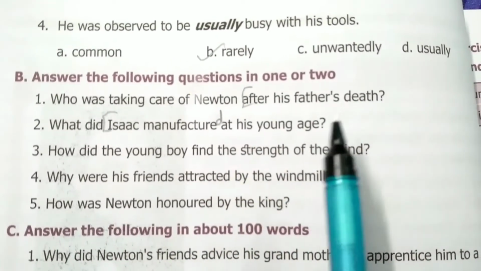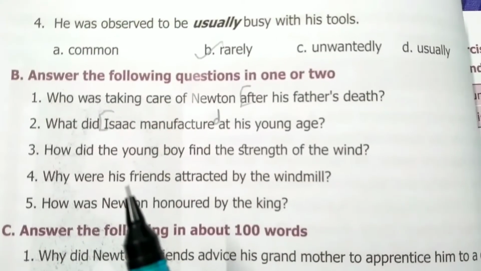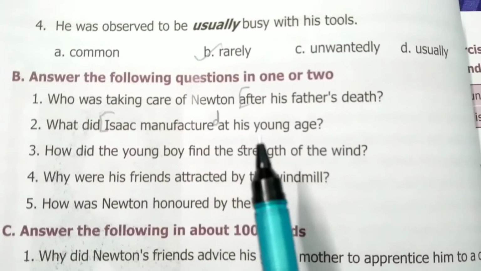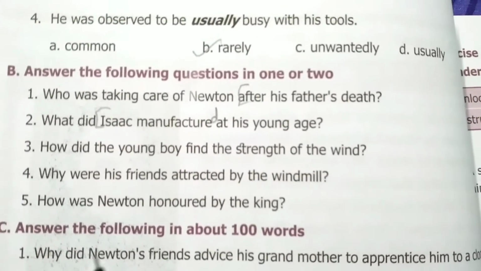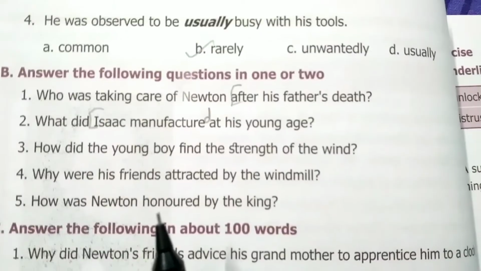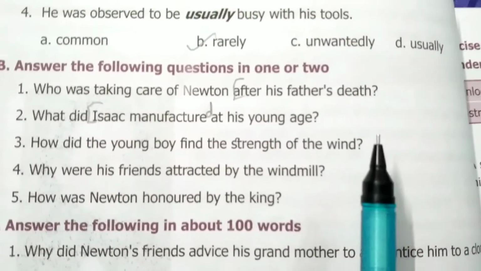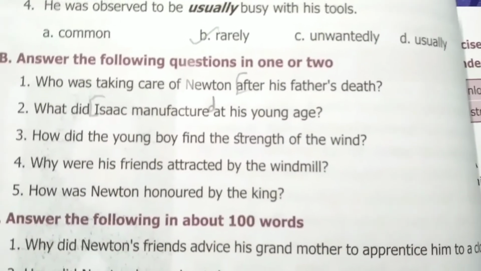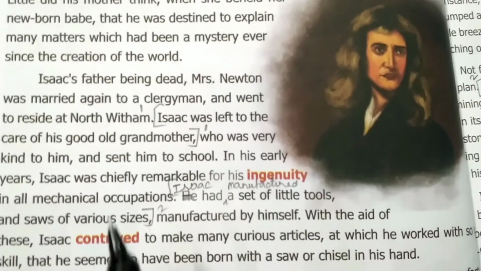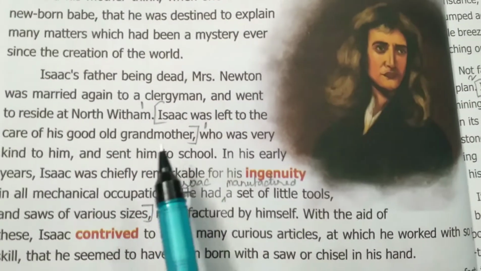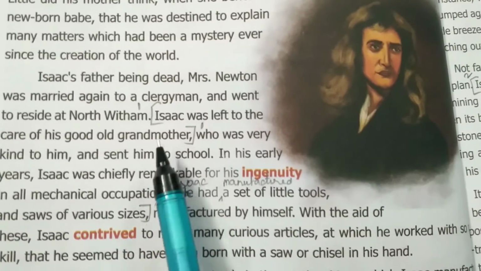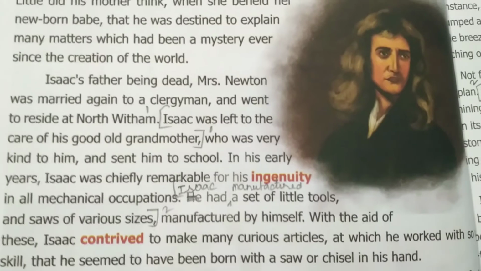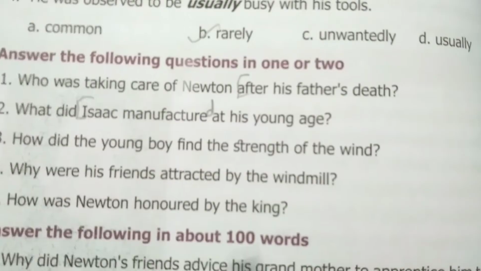Answer the following questions in one or two sentences. First one, who was taking care of Newton after his father's death? After his father's death, who was Newton living with? Sir Isaac Newton was living with his grandmother. So you have to write. Page number 64, mark from here: Isaac was left to the care of his good old grandmother. Having written this much, you have to continue with the question, and complete the sentence with 'after his father's death'.